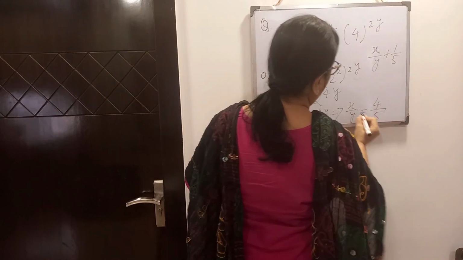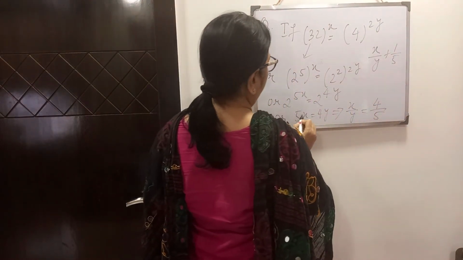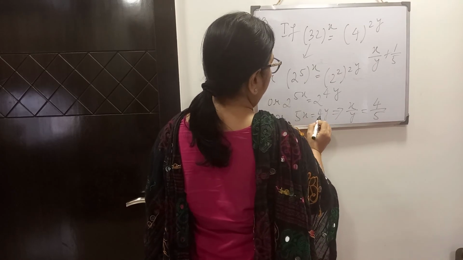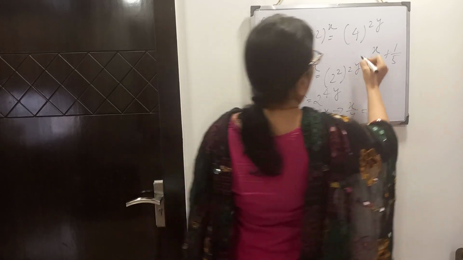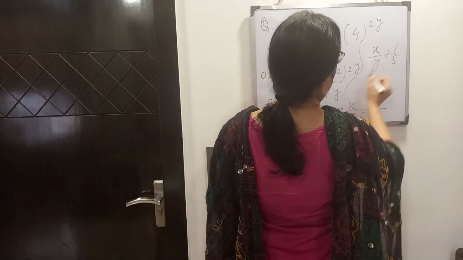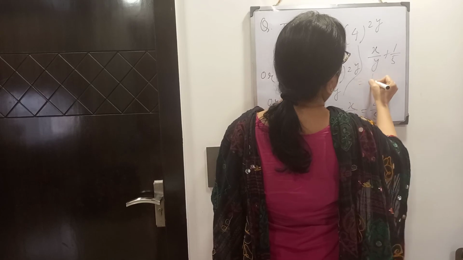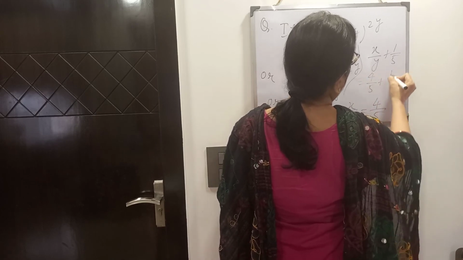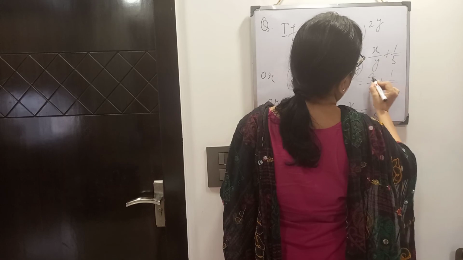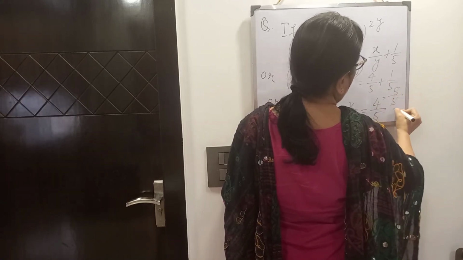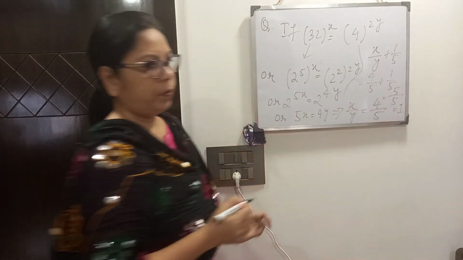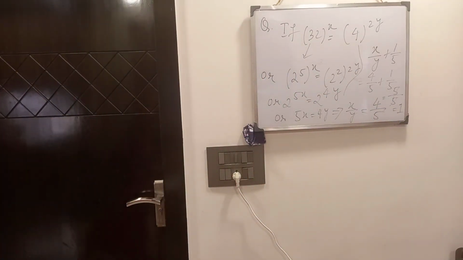Again I am telling you, don't make this mistake. Don't write x by y equals 5 by 4. Because 5 will come that side, it will become 4 by 5. Now this value you have to calculate. So x by y directly I am writing 4 by 5 plus 1 by 5. Then take the LCM, 4 plus 1, 5. 5 will be cancelled out. Your answer is 1. See? Clear? Now next sum you will get in next video.